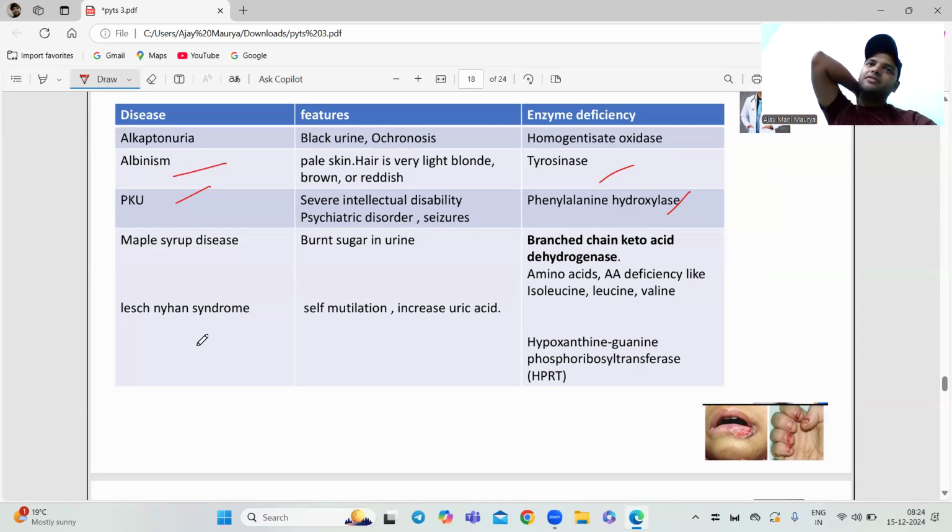Lesch-Nyhan syndrome: there is self-mutilation and increased uric acid. Always picking the teeth, the child will pick the nails, and will also bite the lips. Here the self-mutilation is due to HPRT deficiency, hypoxanthine-guanine phosphoribosyltransferase deficiency.